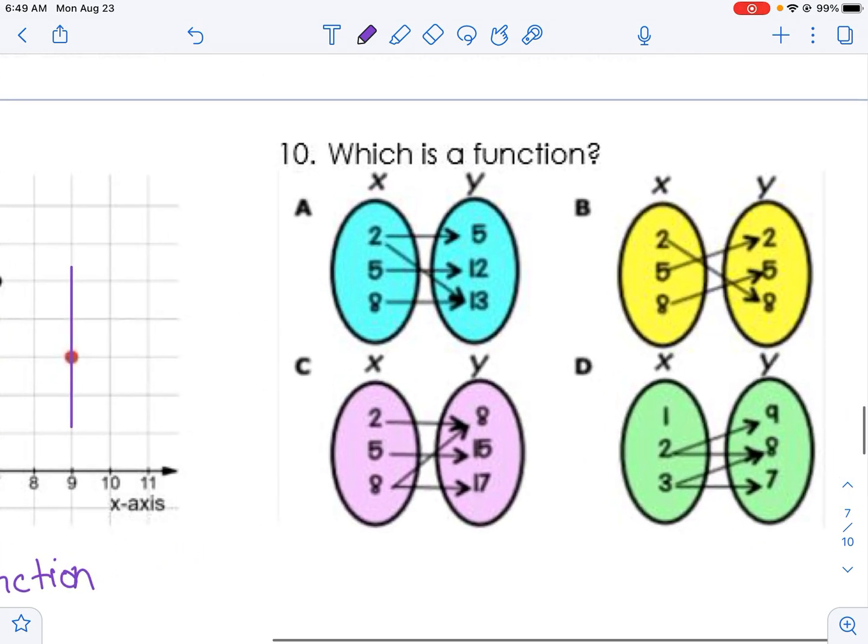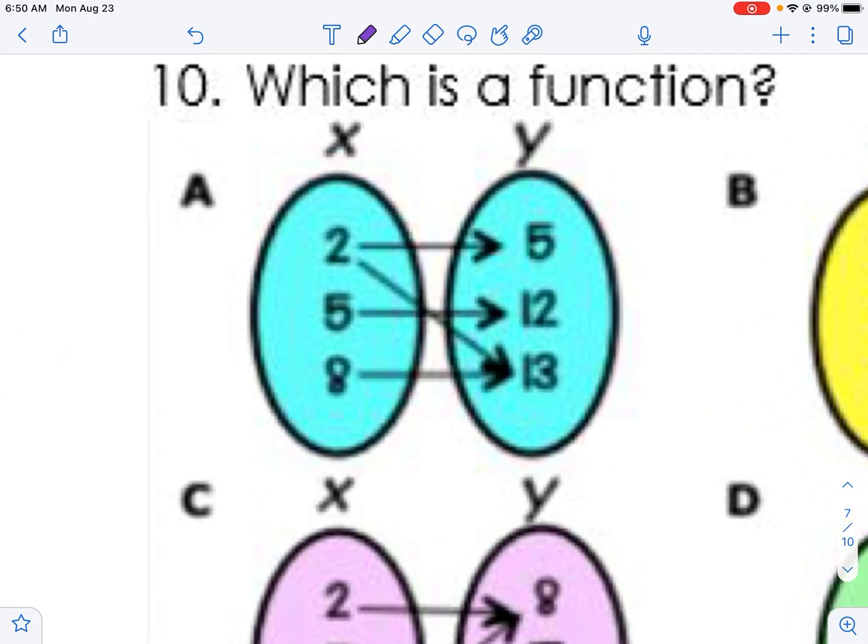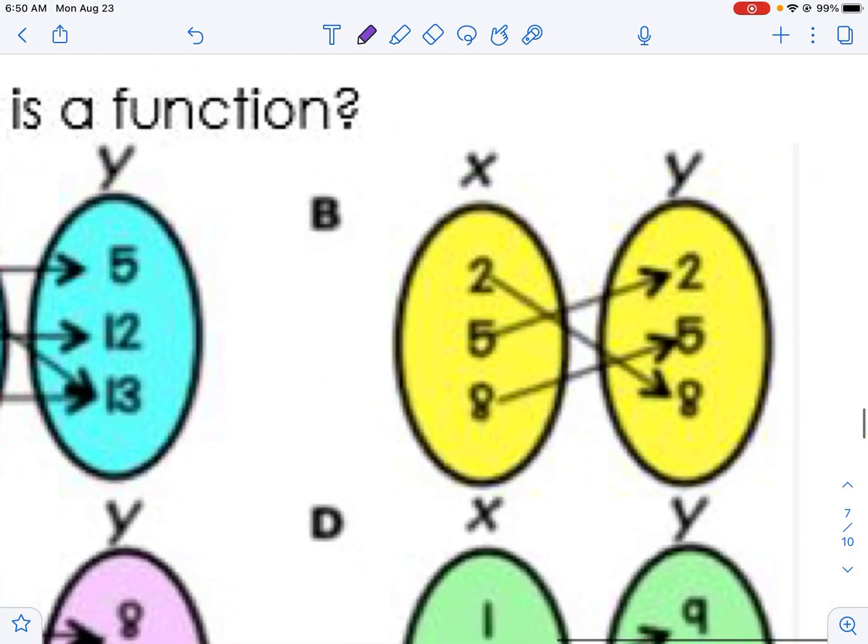Okay, number 10, it's a multiple choice question. It says which is a function. So we have all these mappings we need to check. Okay, so let's look at letter A. So we have 2 going to 5 and 2 going to 13. So because this 2 has 2 different y values, it is not a function.